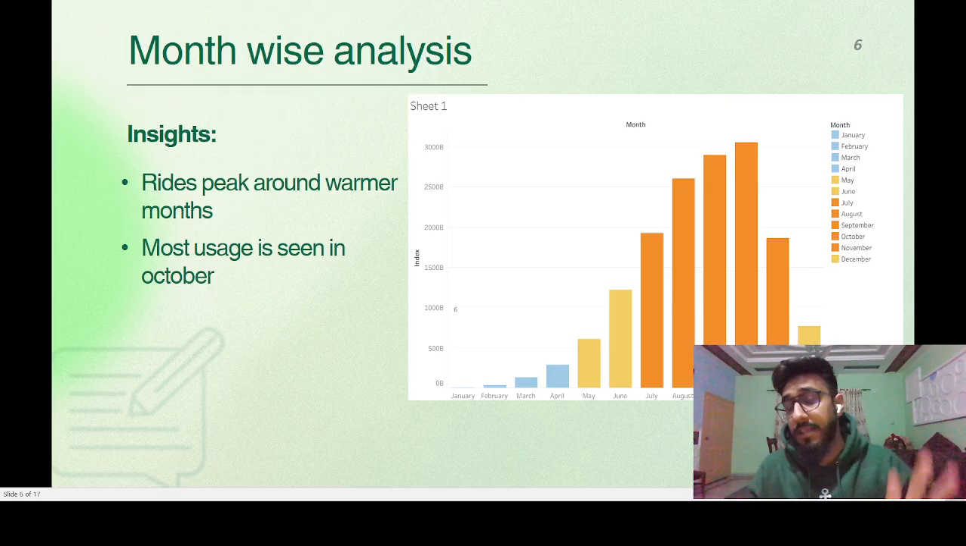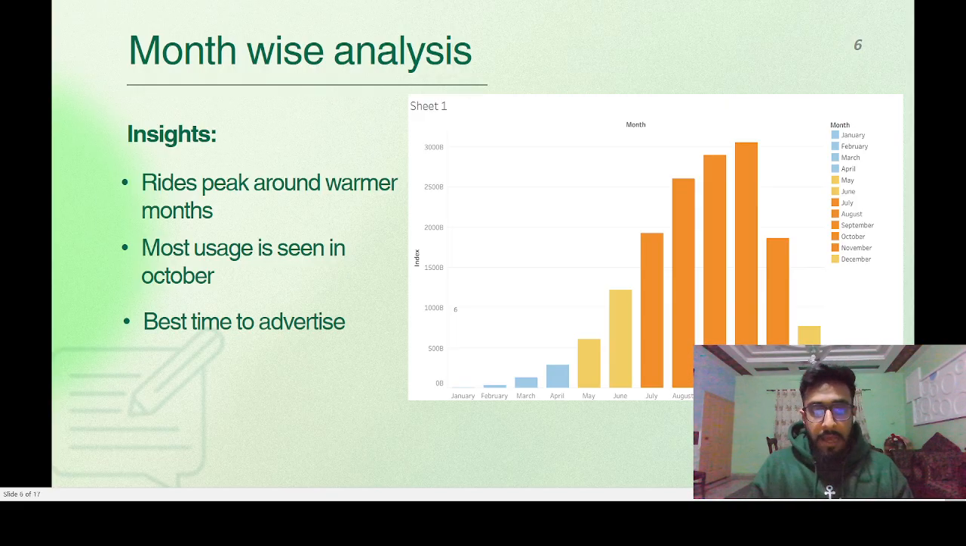Now this analysis is for the year 2025. It could be different; the peak month could be some other month, but for the year 2025, we can see this. And we can get an idea of the best time to advertise when looking at the yearly season.